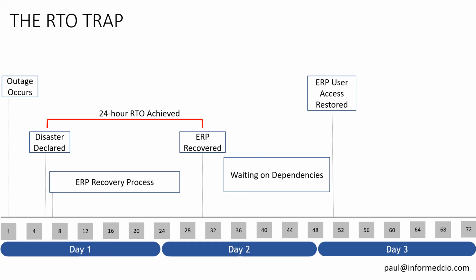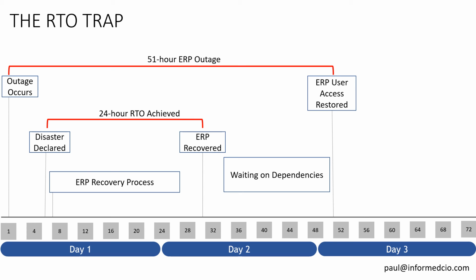So let's say all the dependencies are resolved, and now the ERP users are able to get in and start working with the system. So again, you achieved your 24-hour RTO, but you actually had a 51-hour ERP outage. That's not what the business thought that they signed up for. That's not the SLA that they thought that they had. So something very, very important to just be aware of is the difference between the outage time and the RTO time, depending on how you're defining these terms.